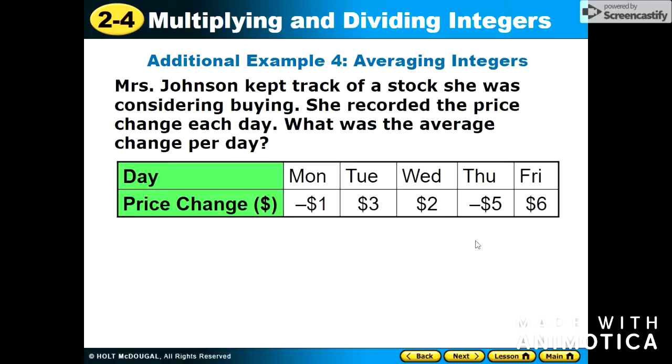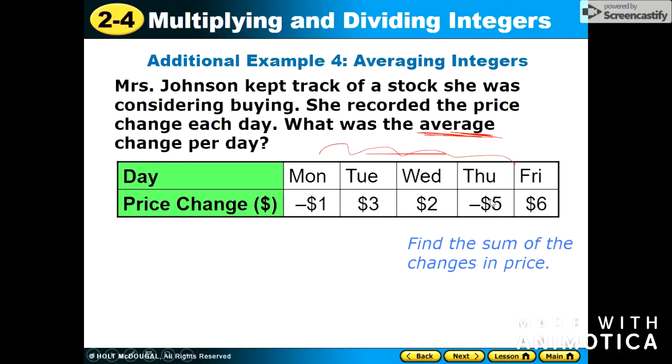Lastly, for example 4, it says Mrs. Johnson kept track of a stock she was considering buying. She recorded the price change each day. What was the average change per day? Okay, so we're looking for average. Remember, average, you add up all your data points, so 1, 2, 3, 4, 5, and then you divide by how many there are. So find the sum, in other words, add, the changes in price.